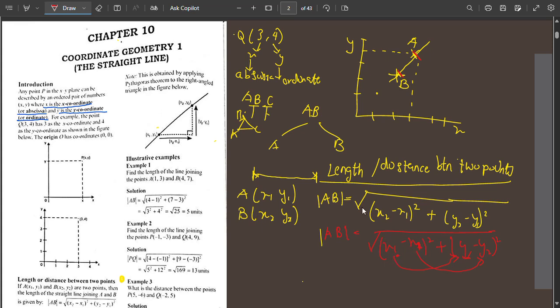It is obtained by applying Pythagoras theorem to the right angle triangle in the figure below. So the idea here is Pythagoras theorem. We can draw a triangle here, and then a triangle here. Find the magnitude of this line, and that becomes the magnitude of our line.